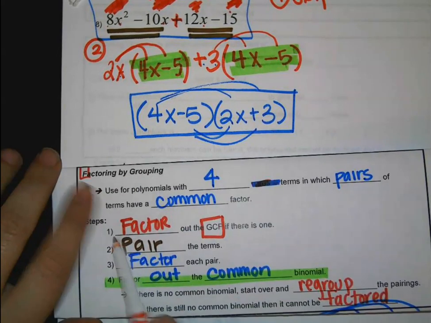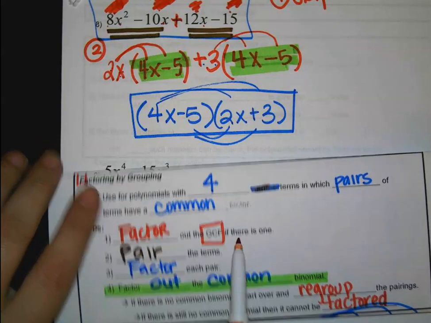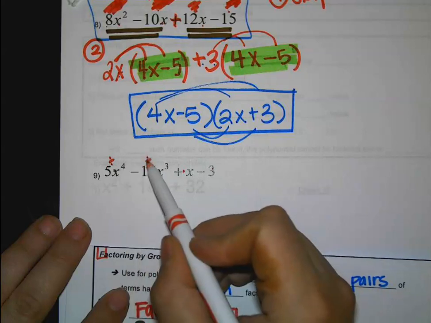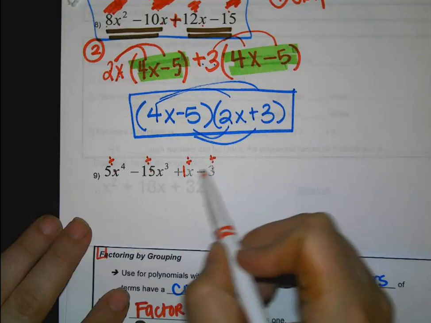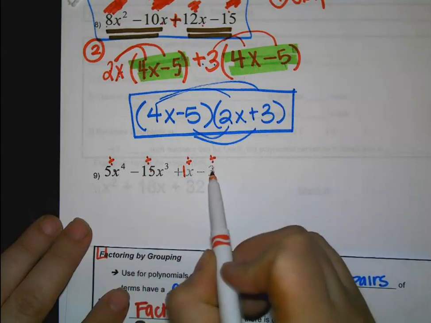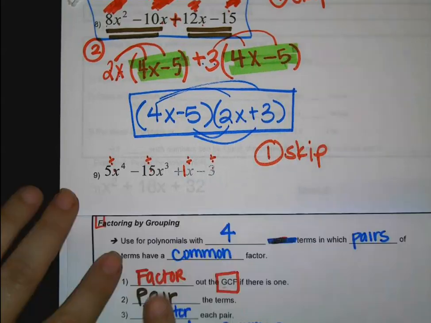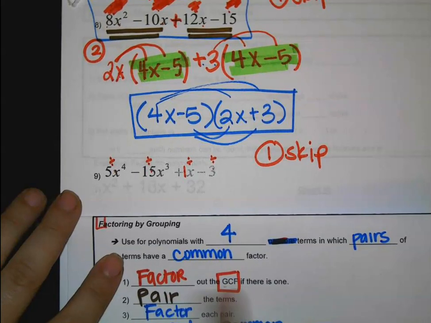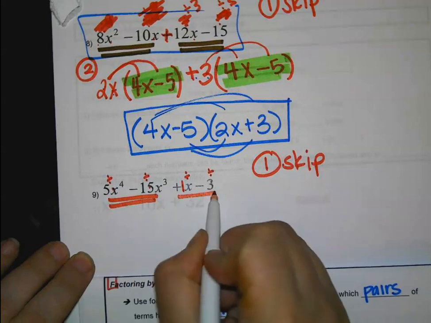So the first step is see if there's a number or a term, something that divides all of them. So is there something that goes into 5, 15, 1, and 3? No. Do they all have x's? No. So step 1, skip. I don't need to do the GCF step because there's no GCF other than 1. Now I'm going to pair them. So I'm going to put these two together and these two together.